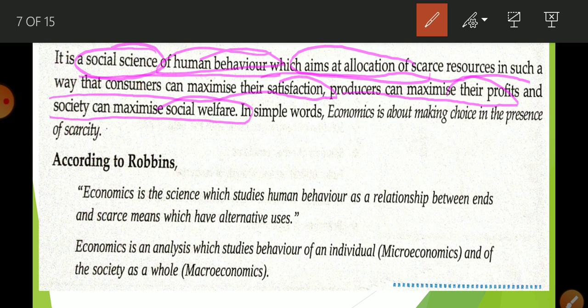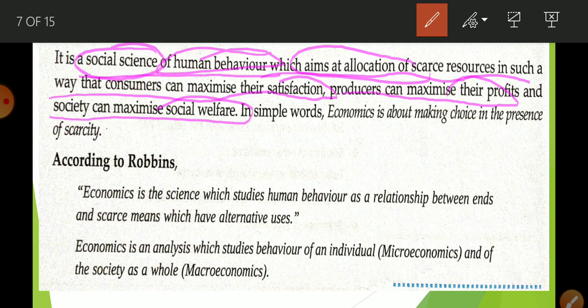So first of all, it is a social science. Why is it a social science? Because it studies human behavior. It is not a tangible thing. You are hungry, but you cannot measure your hunger, or you are thirsty, but you cannot see these feelings and this behavior. So it is a study of human behavior. That is why it is a social science.